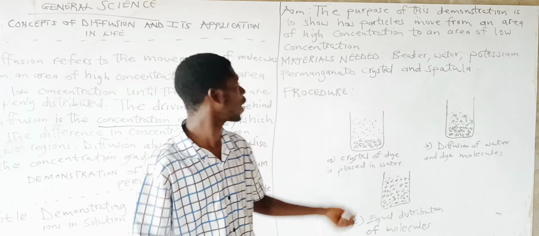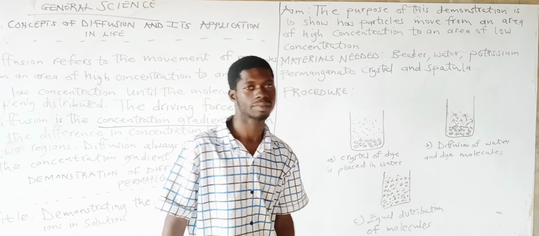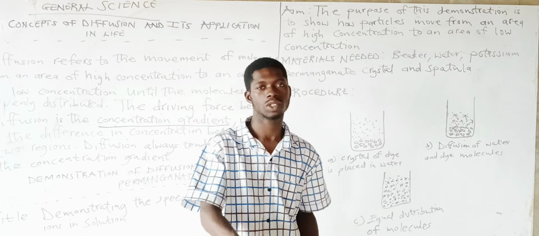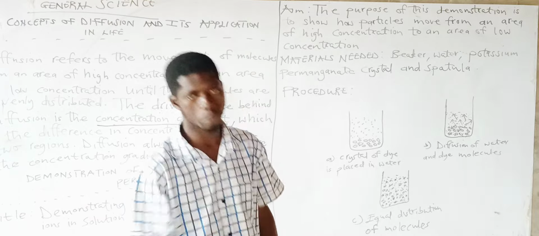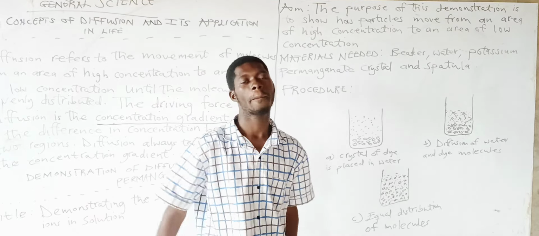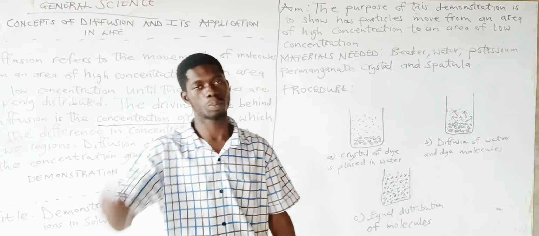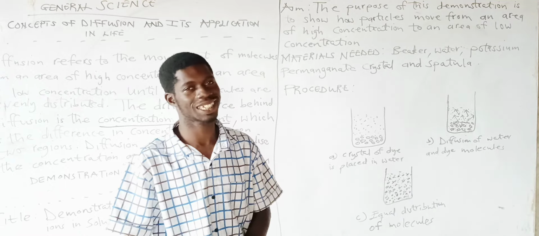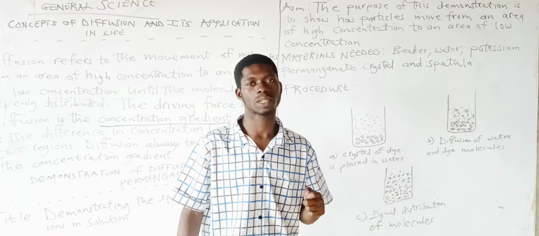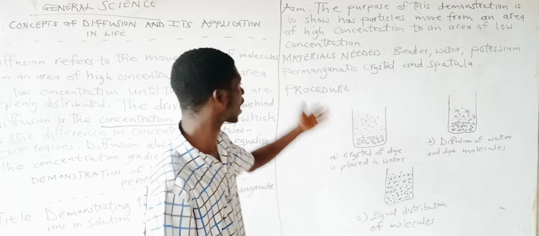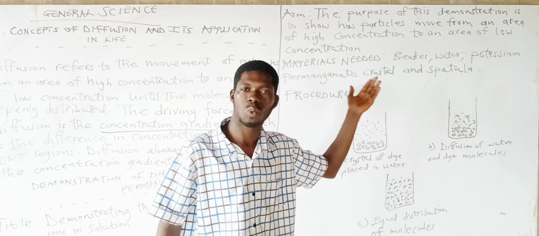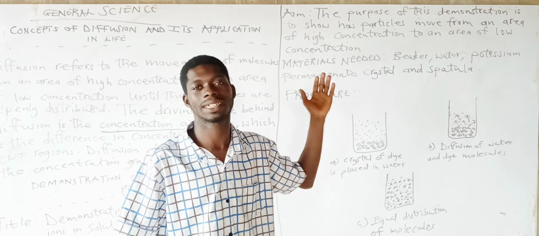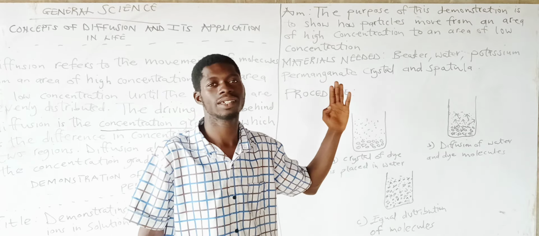Then you have a spatula as well. If you go to the lab, you can see the spatula there. It looks like a spoon. You use it to pick the potassium permanganate crystal and put it inside the water. So these are the materials we are going to use for the experiment: beaker, water, potassium permanganate crystal, and spatula.